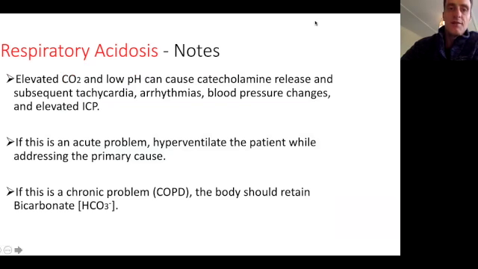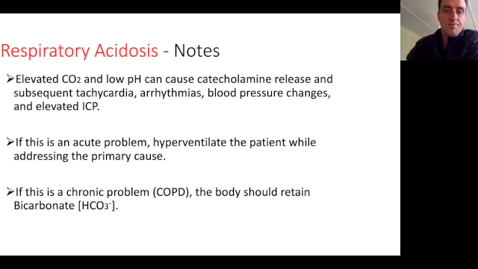A few notes about respiratory acidosis: elevated carbon dioxide and low pH can cause catecholamine release. So you can think of patients in whom this would be particularly damaging, patients with hypertension at baseline, patients with arrhythmias, patients with coronary artery disease. If it's an acute problem, your treatment will be to hyperventilate the patient while you address the primary cause. If it's an opioid overdose, you may be treating that.